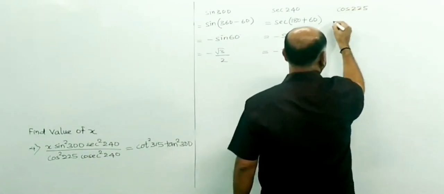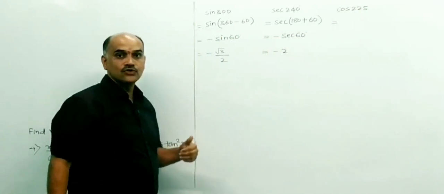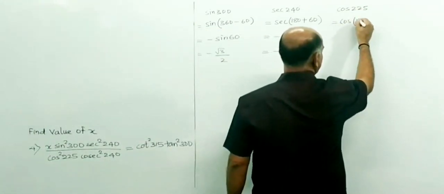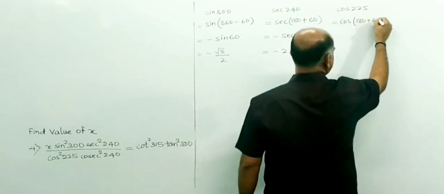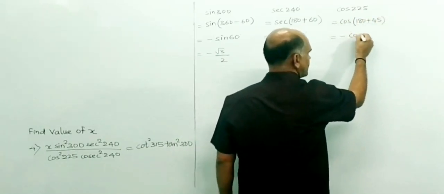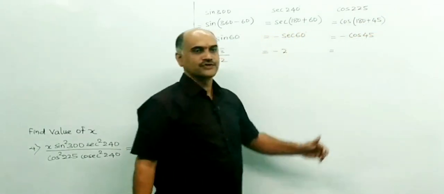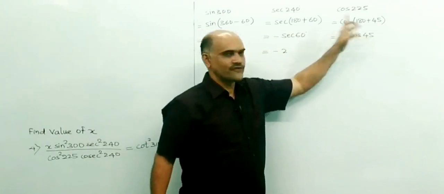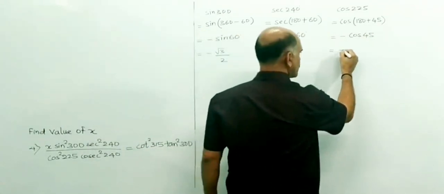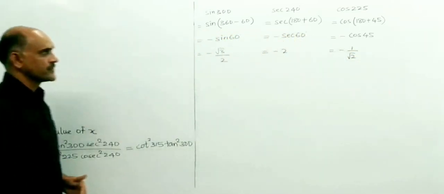Next, third, if I take cos 225. So 225 is again near to 180, so I can write cos 180 plus 45. Again this is in third quadrant. In third quadrant, cos is negative. So you will have minus cos 45. Cos 45 is 1 by root 2. So you will have minus 1 by root 2.